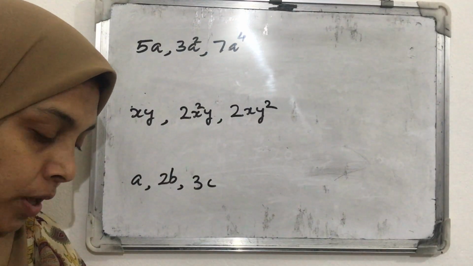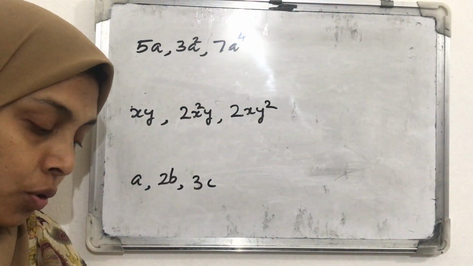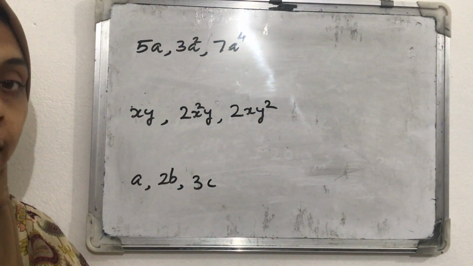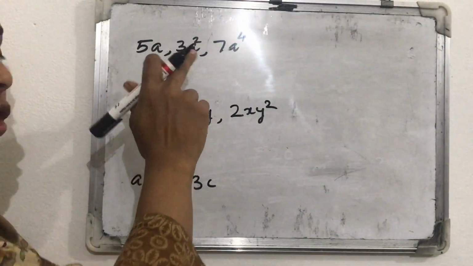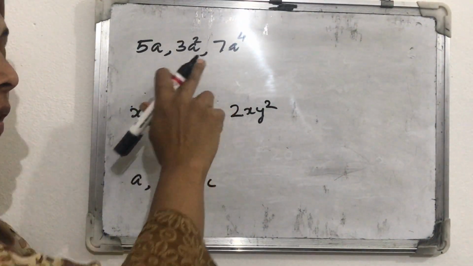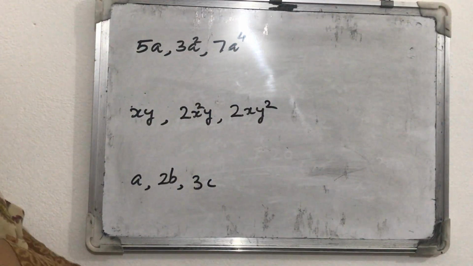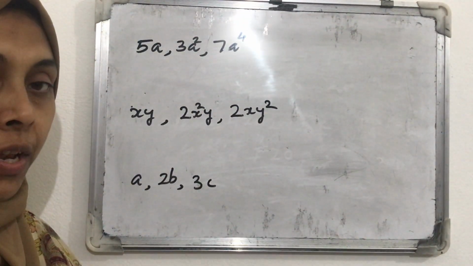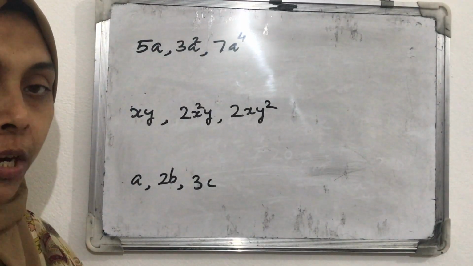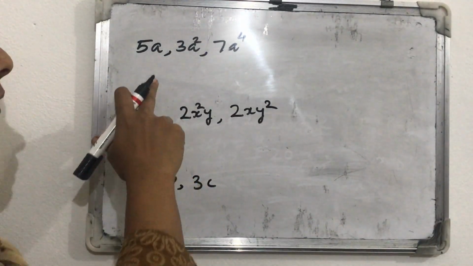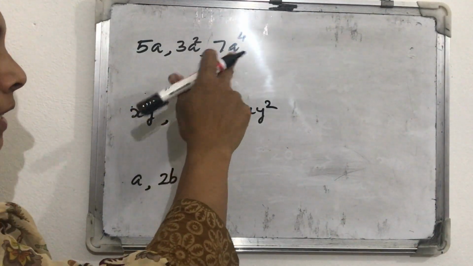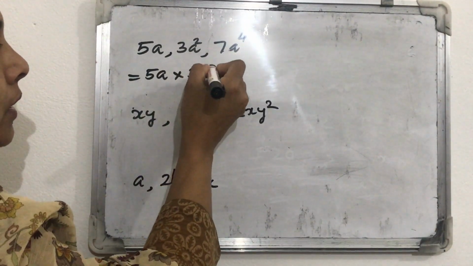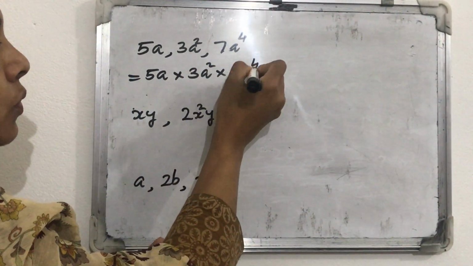The question is: obtain the volume of rectangular boxes with the following length, breadth and height respectively. We want to find the volume of a rectangular box. Its dimensions are given, first example: 5a, 3a square, 7a raised to 4. We know how to find the volume of a rectangular box. For finding volume, we multiply length into breadth into height. So here we multiply 5a into 3a square into 7a raised to 4.